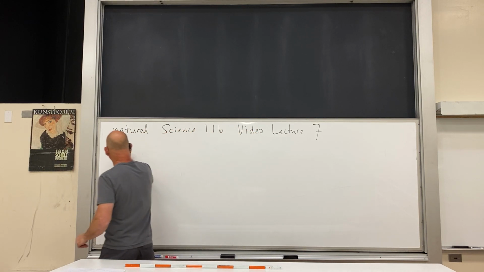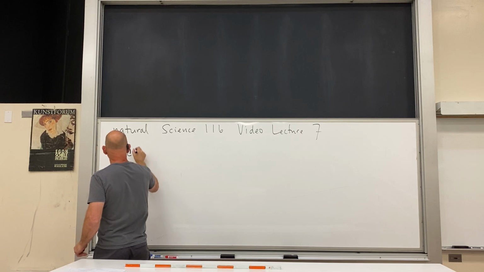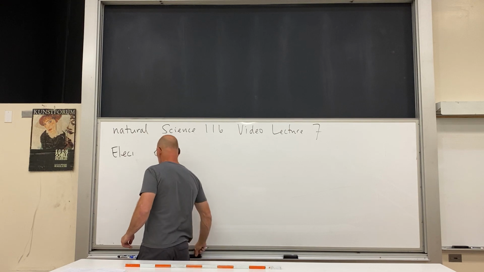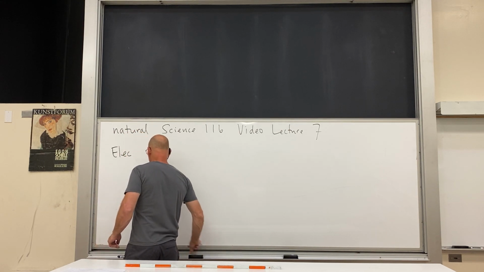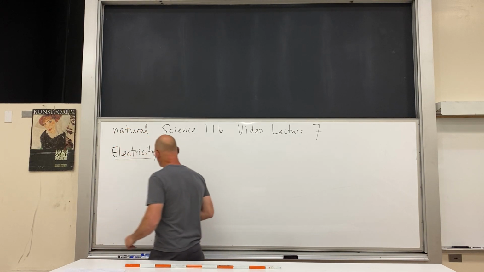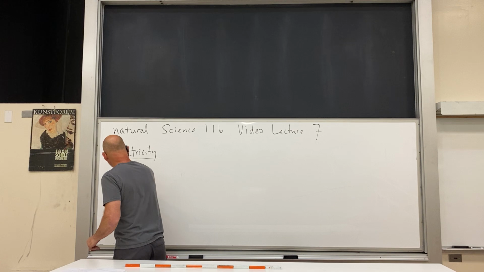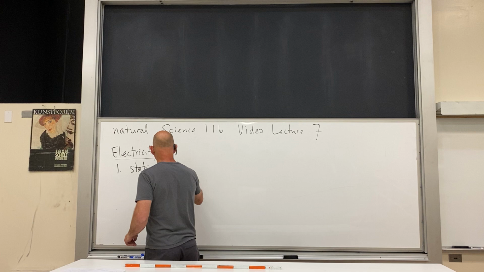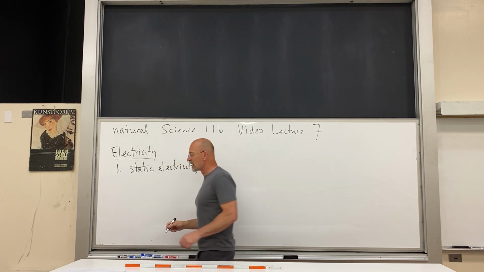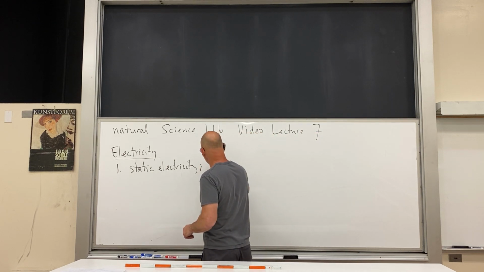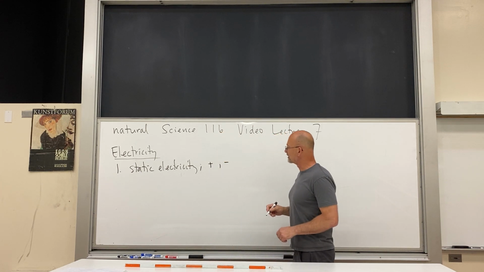Good, so electricity review. Electricity. So the first thing we have is static electricity. There are some interesting phenomena that go with that. And what we learn is that it comes in positive and negative variety, positive and negative charge.